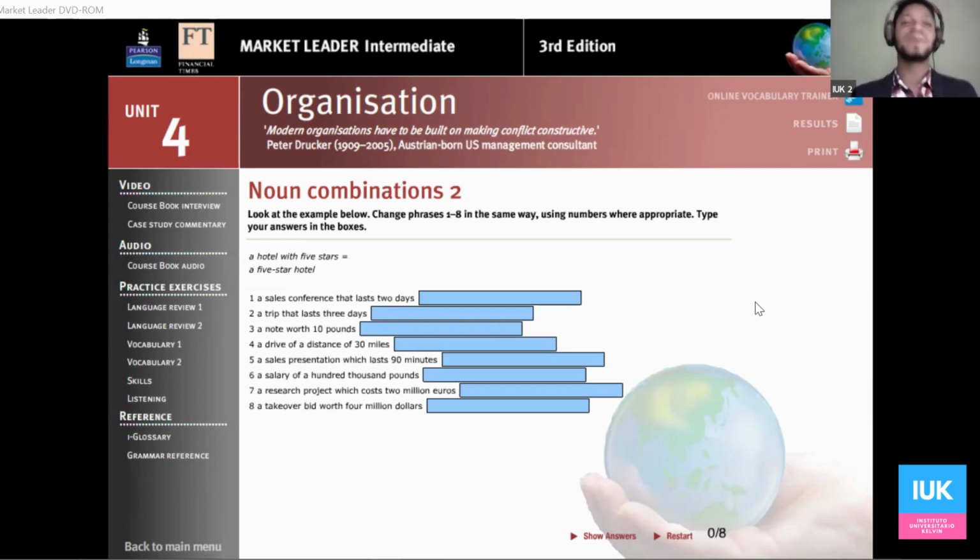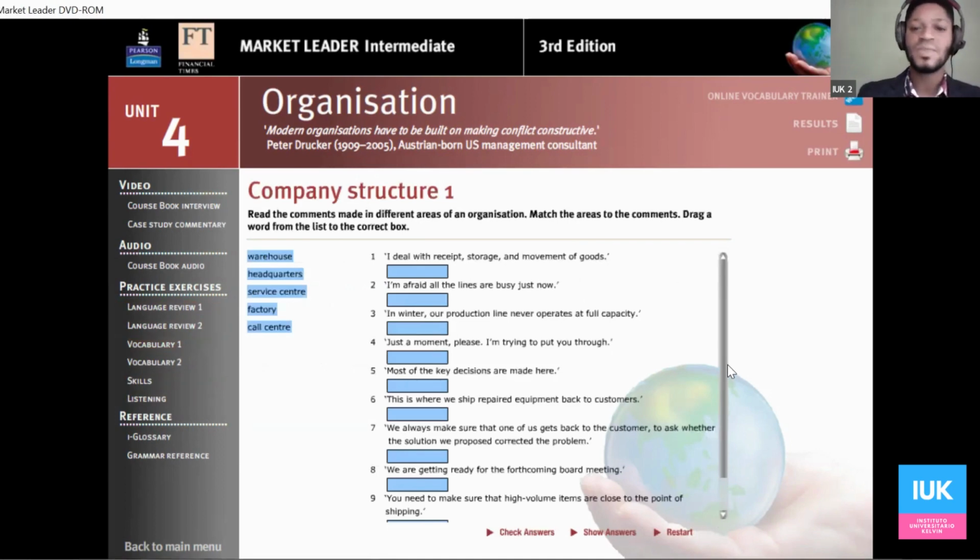All right, so it's time for another exercise. It's time for a vocabulary exercise. Are you ready? Let's go. So we're going to be filling blanks here. Company structure 1. Read the comments made in the different areas of organization. Match the areas to the comments. Drag a word from the list to the correct box.